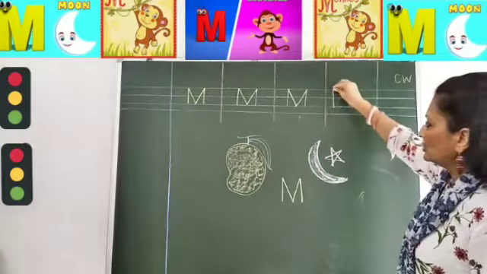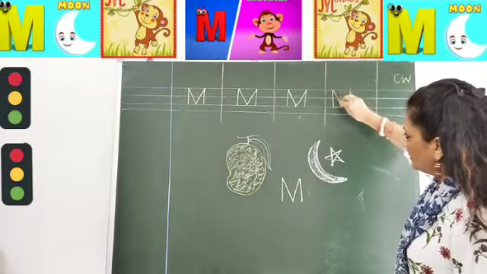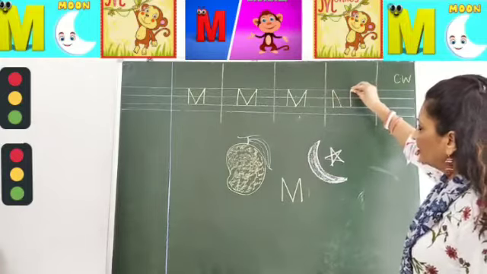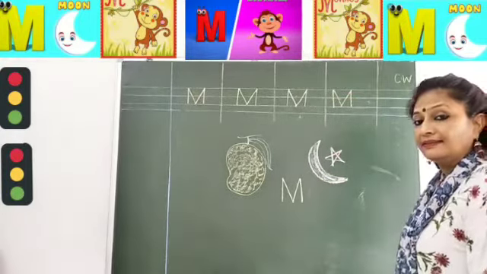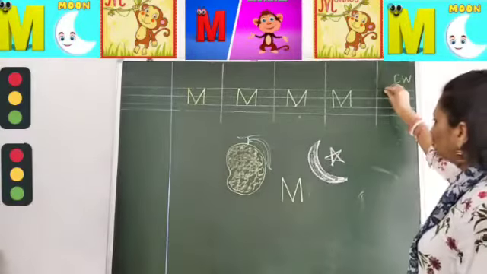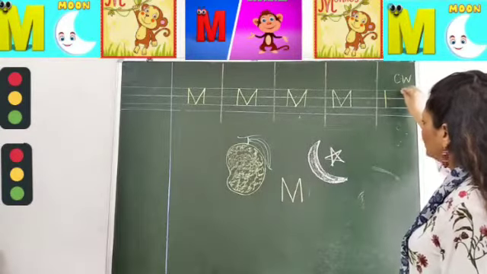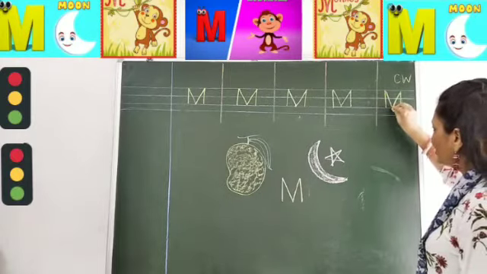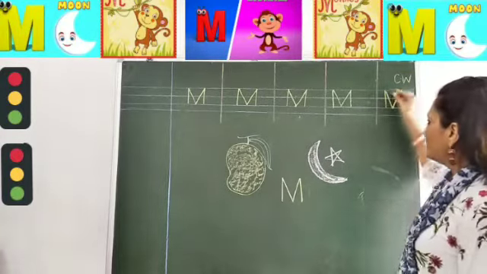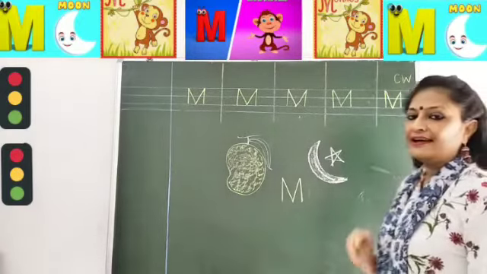We will put a dot, slide down and make a slanting line. Again slide down and make a slanting line this way. And you have learned to write M. Now aapne M likhna seekh liya hai ab.